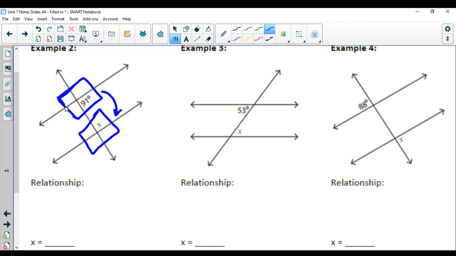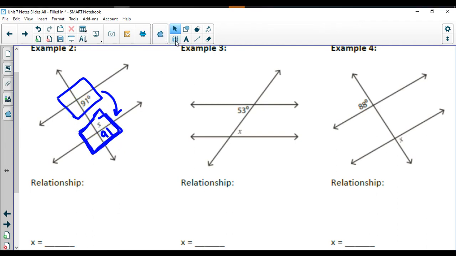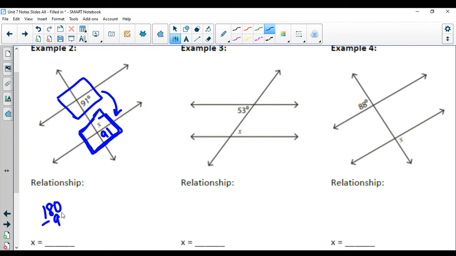So if I look at my clump here, if I were to take this with the 91 and then slide that down, notice that that 91 is going to be right in that spot when you did the angle slide. That would tell me that X and 91 are going to end up being a linear pair here. So to get X, I would have to do 180 minus 91, and that's going to give me 89 degrees.